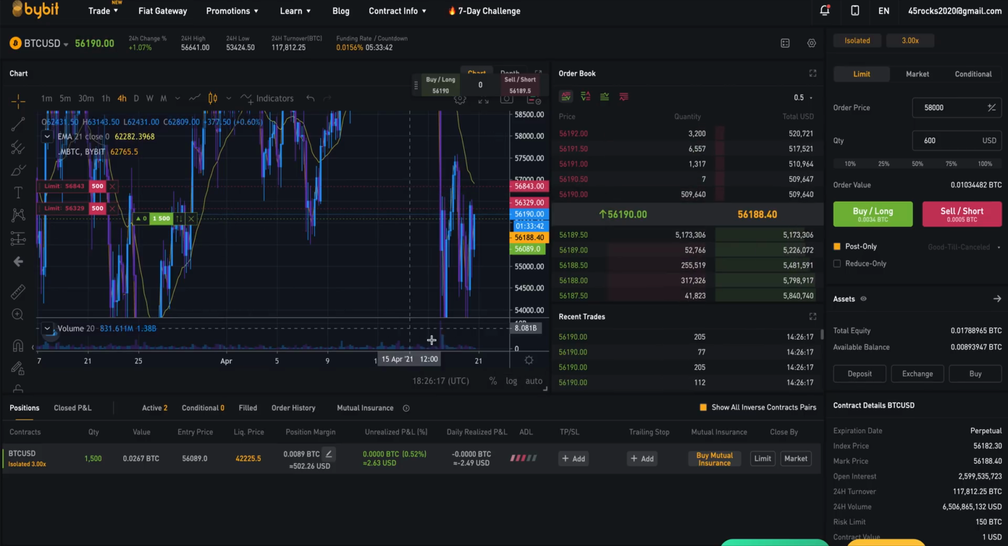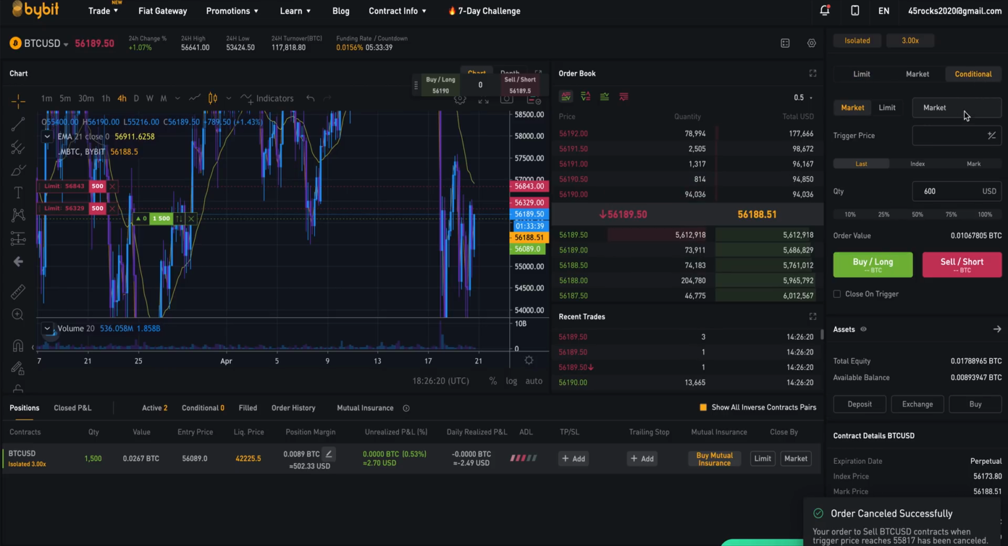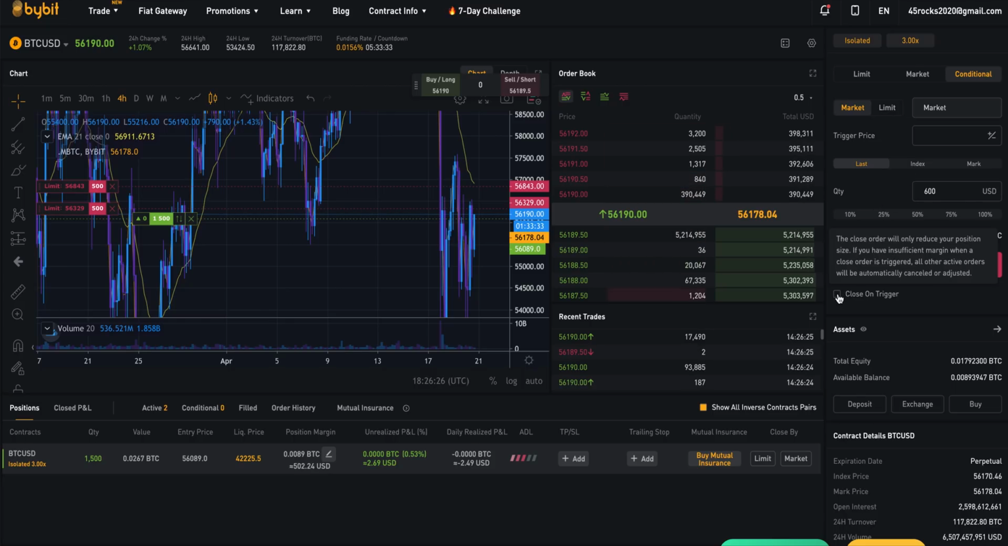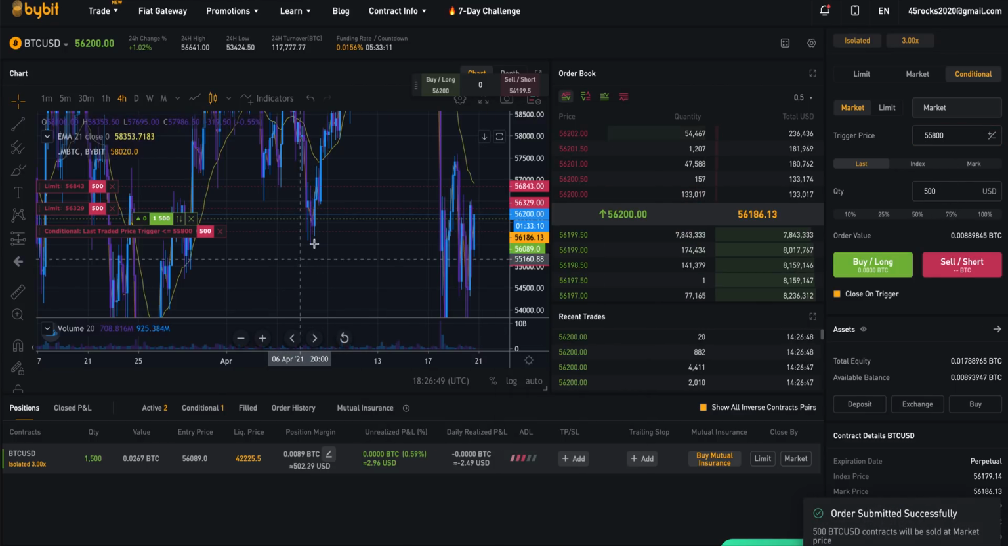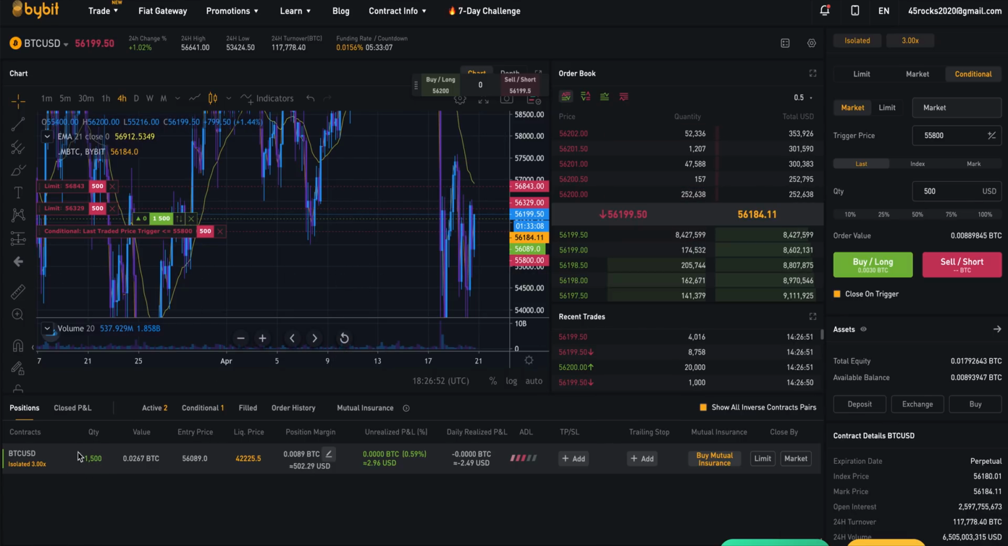There is a way to do multiple stop losses, and the way you do that also is you do a conditional market order, and click close on trigger. Okay, it's very important. And then what I can do is I can sell 500 contracts. I can sell 1/3 of my position. Let's say if price comes down to, I don't know, 800, I want to sell 1/3 of my position there, where I still want to stay in my trade, but I don't want to stay in with 1,500 contracts. I want to only stay in with 1,000 contracts. And then if we come down even more to 55.5, I can sell another 500 contracts.